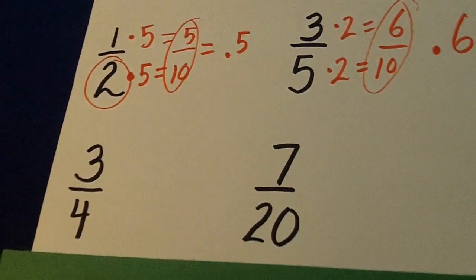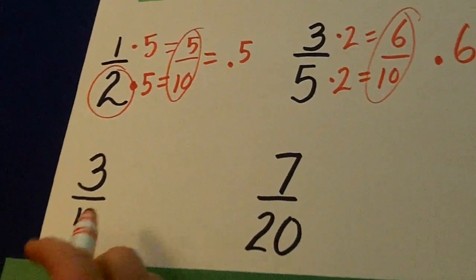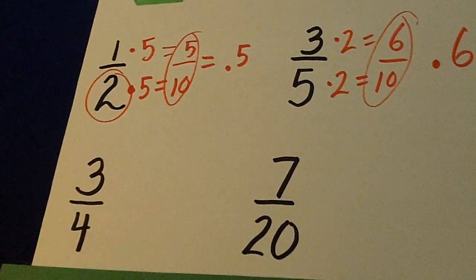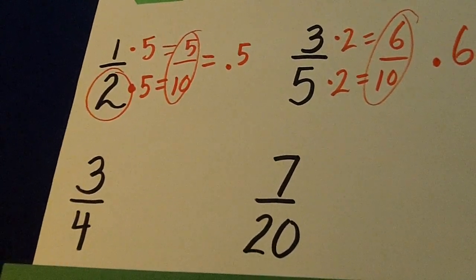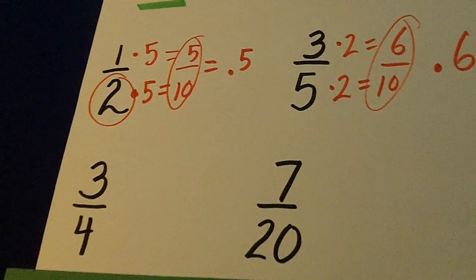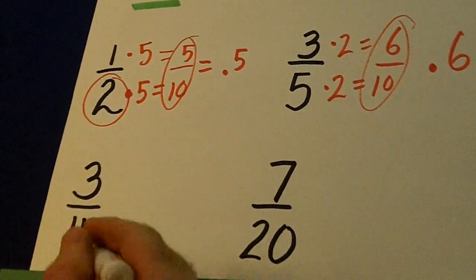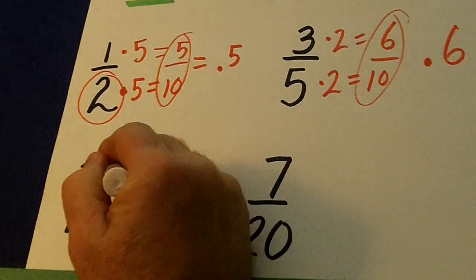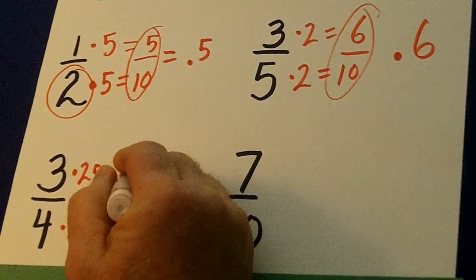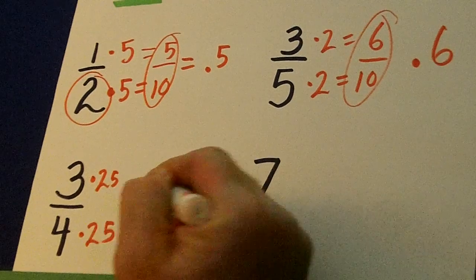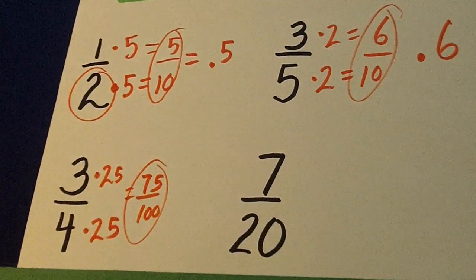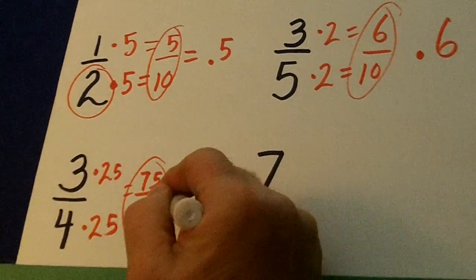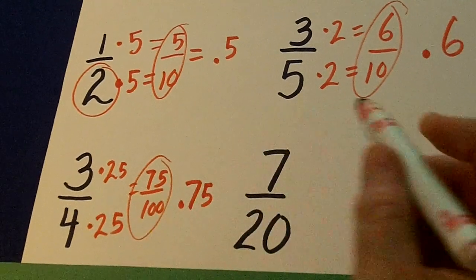Okay? Now, look at 3/4. Can 4 go into 10? No. Can 4 go into 100? Yes. Think of money like quarters. 4 times 25. Same thing on top. 75 over 100. Now, say that fraction to yourself. 75 hundredths. There it is.